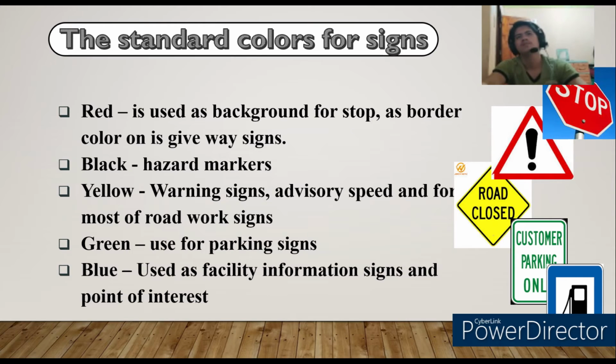The next is yellow. Yellow is for warning signs, advisory, speed, and for most road work signs. A yellow sign signifies warning. Yellow traffic signs stand for slowing down and driving with caution, or most road work signs, as you can see in the picture, road is closed. Overall, it is about general warning.